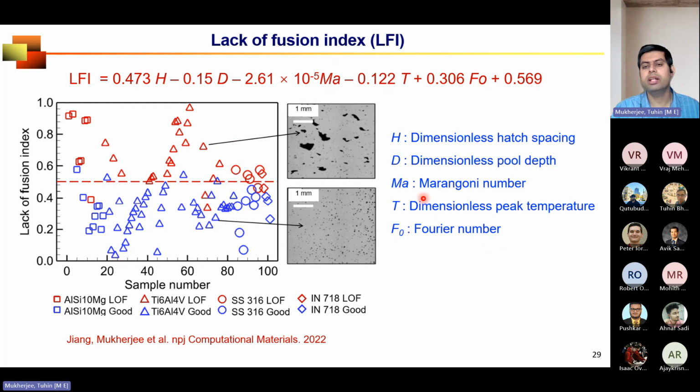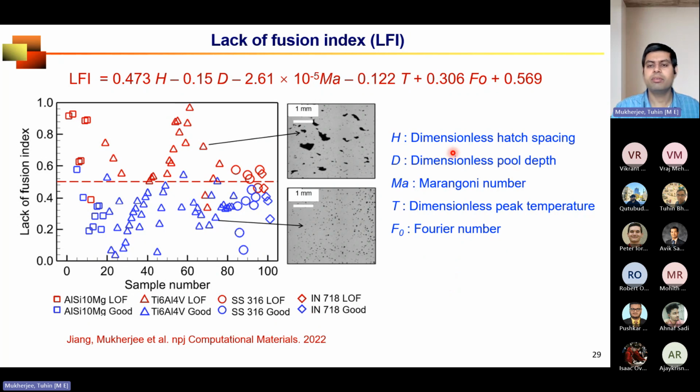Marangoni number, if you do not know it, represents the strength of the fluid flow inside the molten pool. Peak temperature and Fourier number. Fourier number indicates the heat transfer rate.